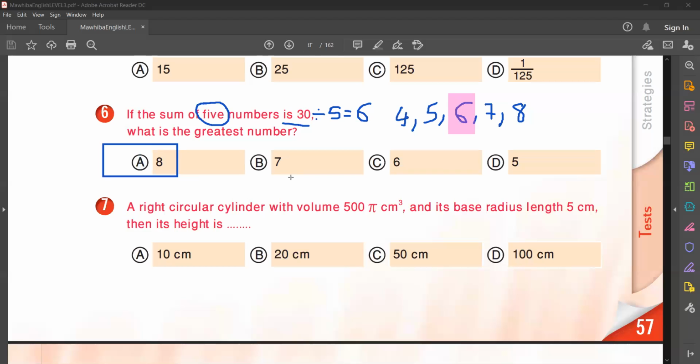Do you understand, my student? Good. Do you understand the question? Right. Now, we will go to number 7.